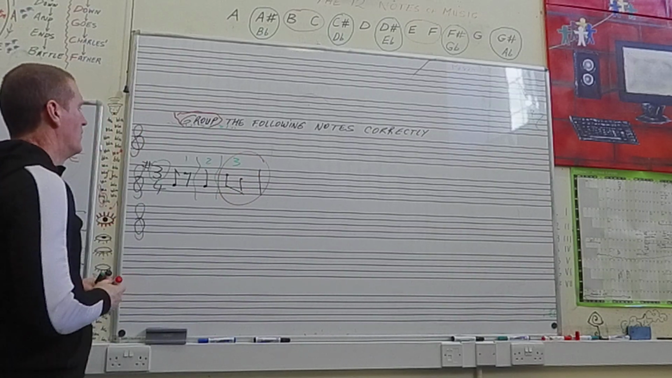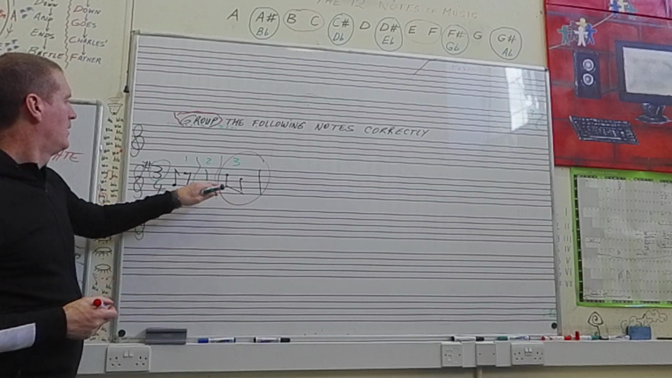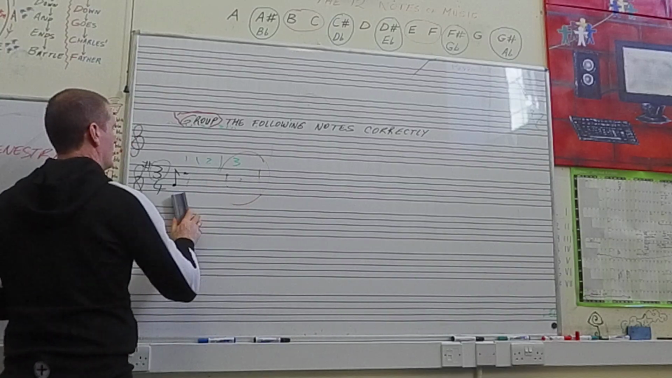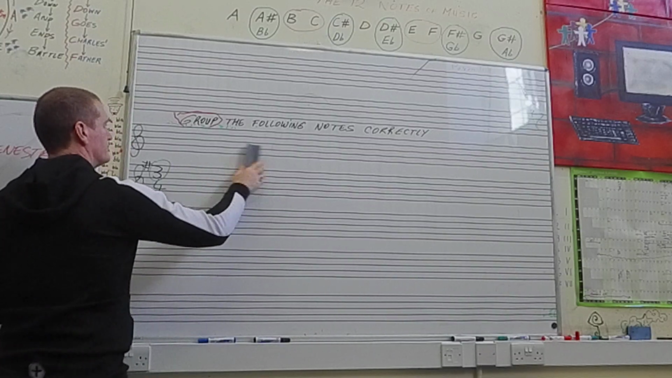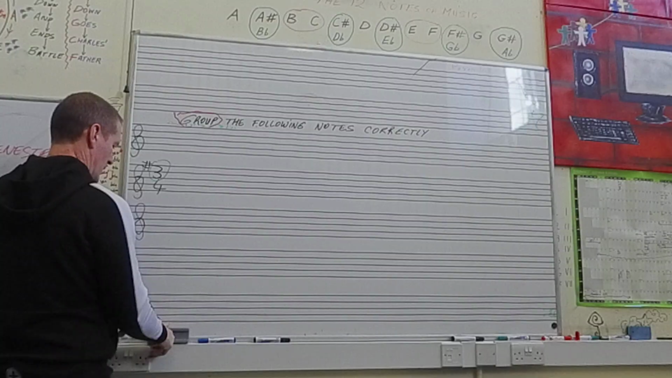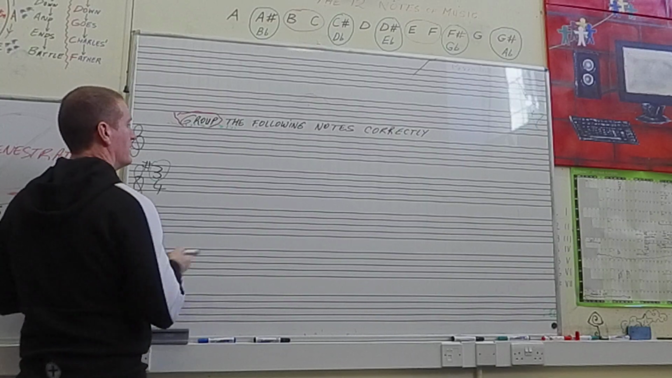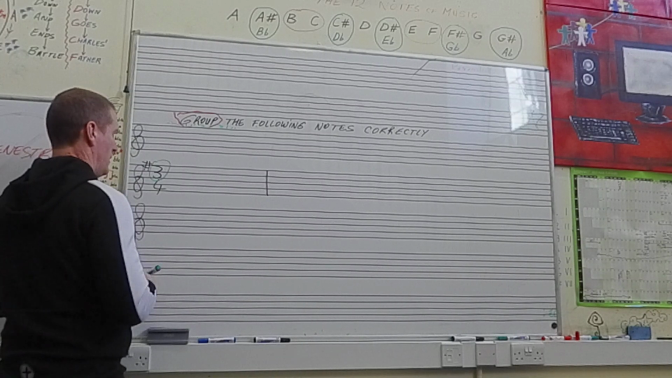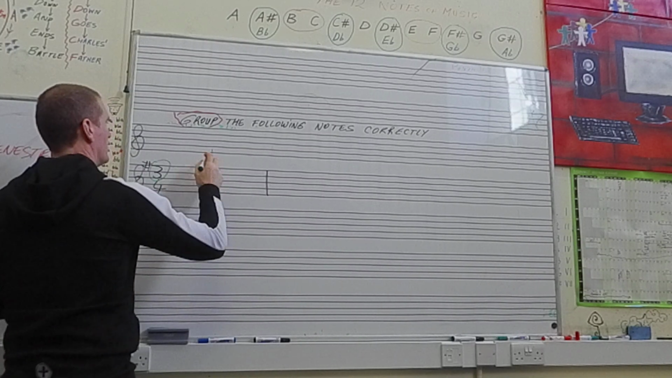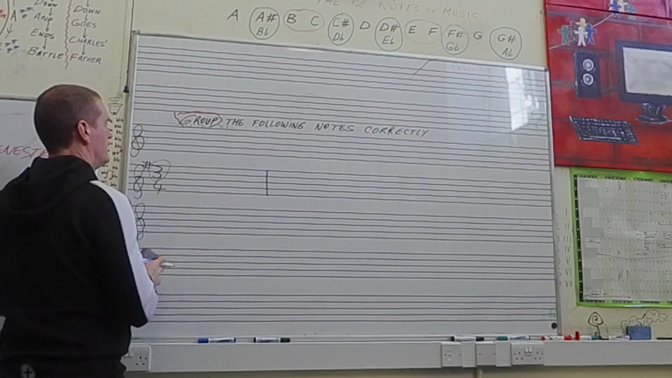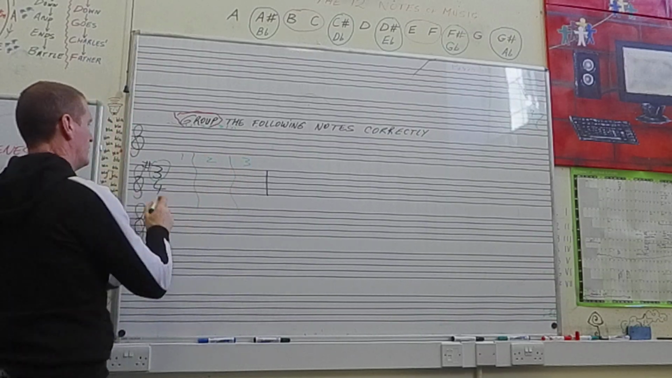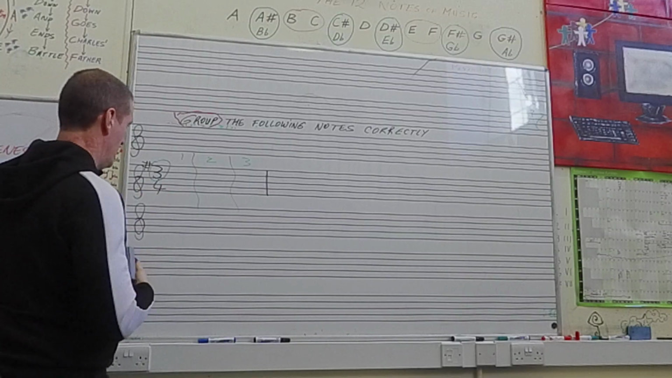So watch out for rests. I could have something like this. Group the following correctly, 3/4 time again. Divide the bar. Always get into a habit of dividing up the bar according to the amount of beats that the top number is telling you.